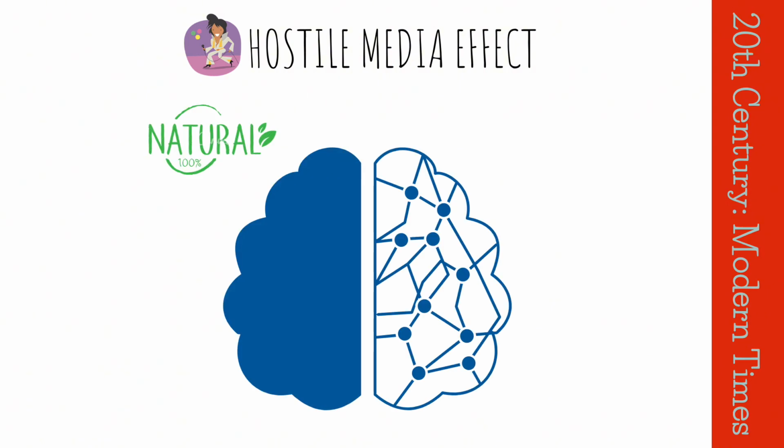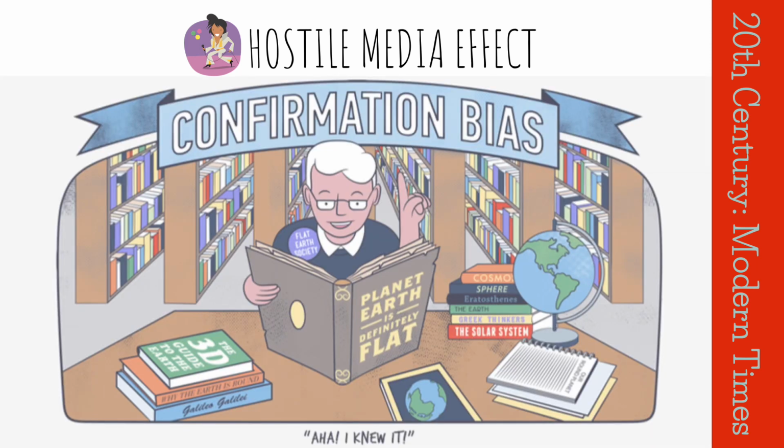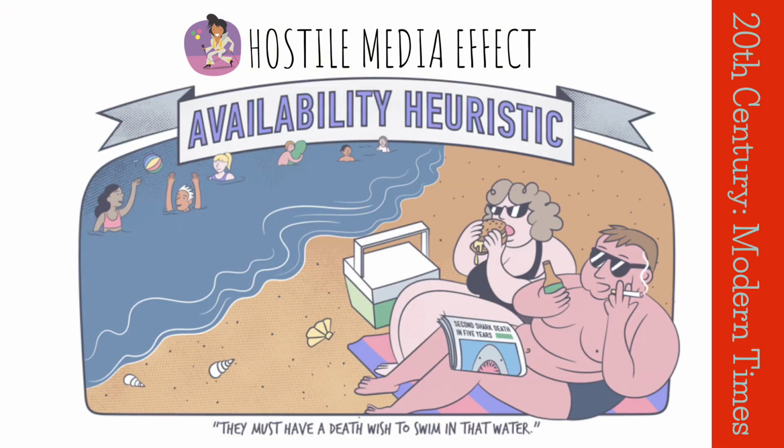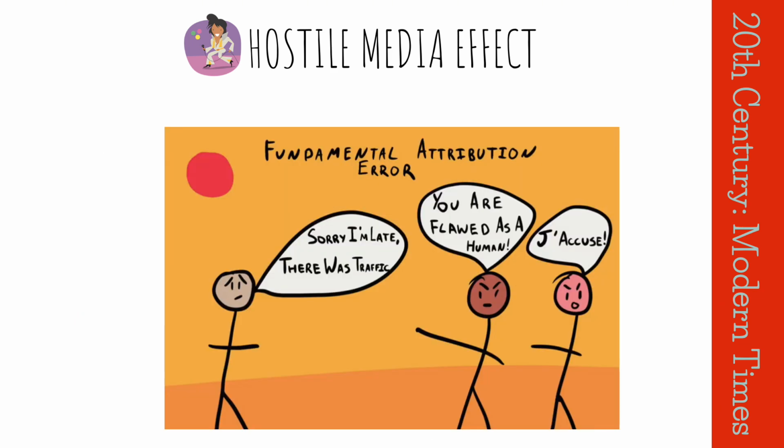Here are some specific examples of cognitive biases. We have confirmation bias, which is the tendency to seek out information that confirms our existing beliefs and to ignore information that contradicts them. Then we have the availability heuristic. This is the tendency to judge the likelihood of something based on how easily examples of it come to mind. Then we also have the attribution bias. This is the tendency to attribute our own successes to our own abilities and our failures to external factors.